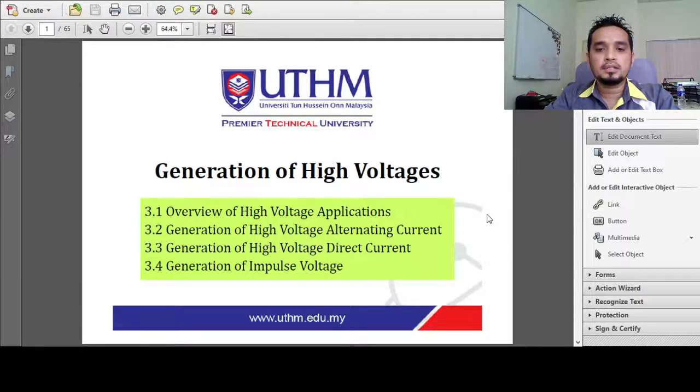For this topic, we're going to discuss three main high voltage categories: alternating current, AC, direct current, DC, and impulse voltage. For AC, this is the most common, HVAC, and it is the most commonly used in practice by the power provider. HVDC and impulse are commonly used for laboratory purposes, for testing.